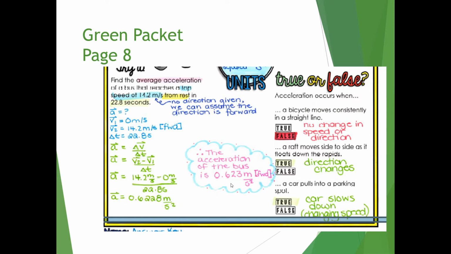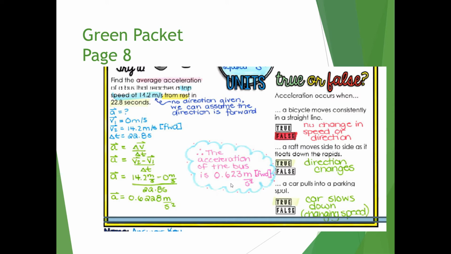So true or false? Acceleration occurs when a bicycle moves consistently in a straight line. False, because if it's moving consistently, it's not changing its velocity and it's still moving in a straight line, so there's no change in direction.